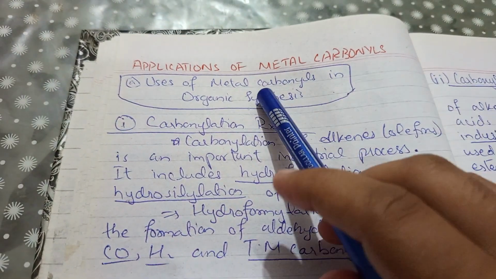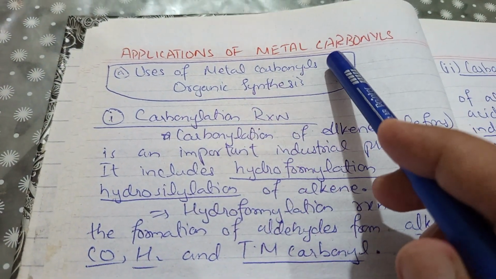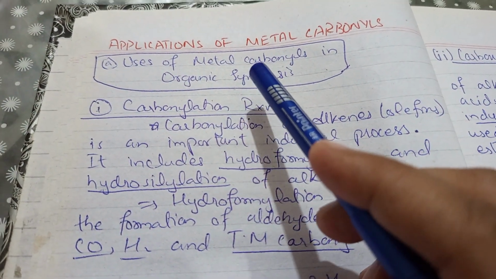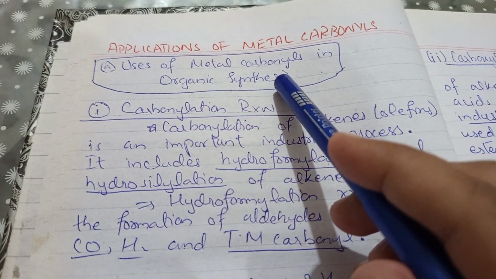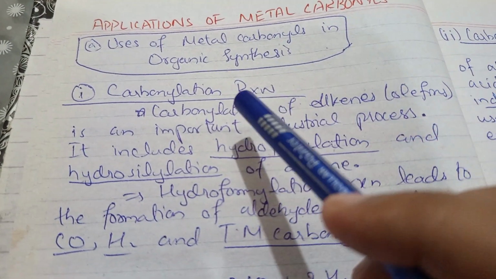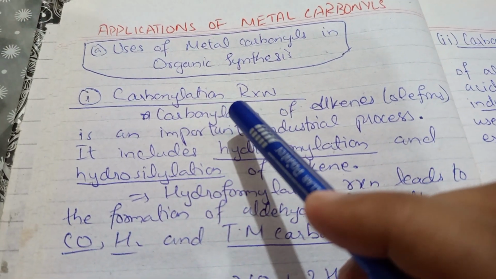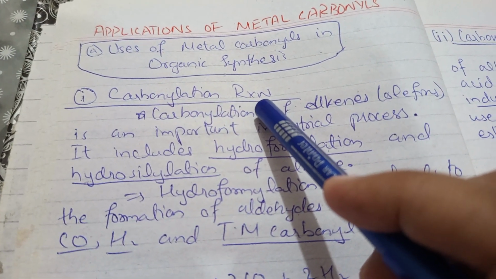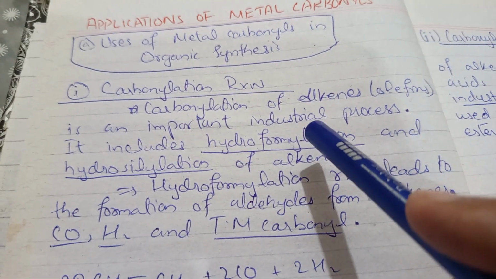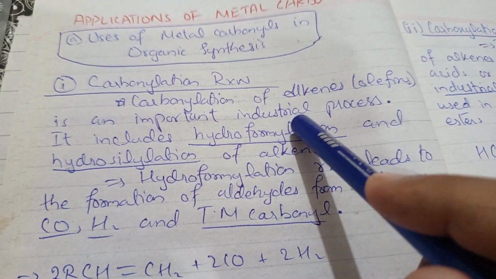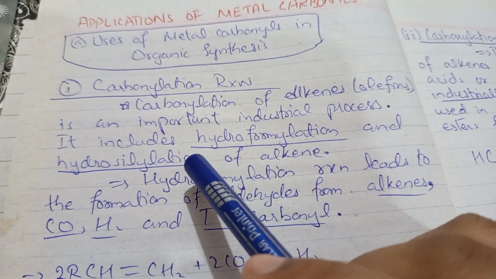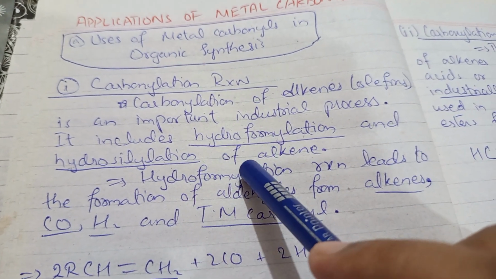In this lecture, we will discuss applications of metal carbonyls. First of all, we will be talking about uses of metal carbonyls in organic synthesis. First, we have carbonylation reaction. Carbonylation of alkenes is an important industrial process. It includes hydroformylation and hydrosilylation of alkene.